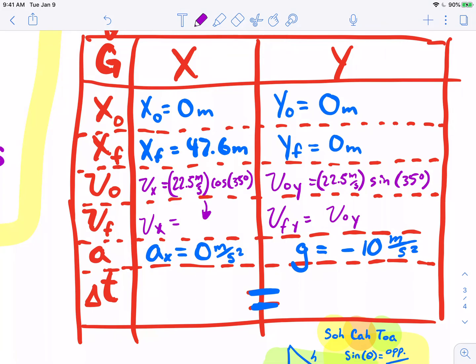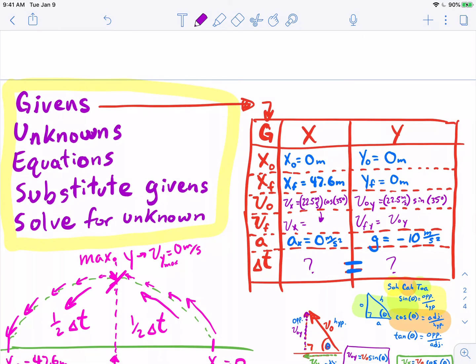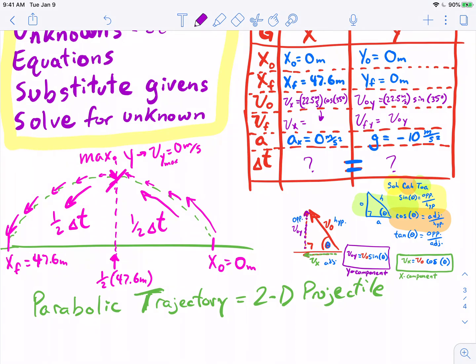Now, we don't know the time. We don't have that. So moving through the guess method, an unknown is definitely how much time it takes. And that is where we are with our puzzle. How much time is what they're asking for. So we're going to need equations that connect these givens and this unknown. All right, so let's take a look at some of that.